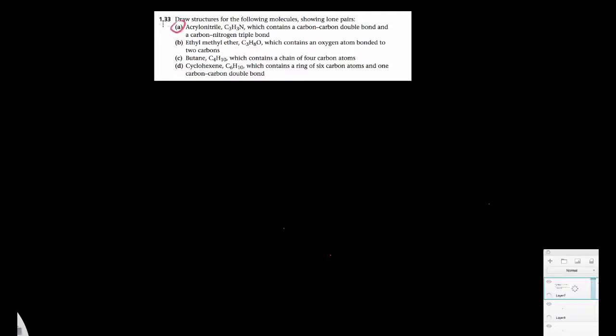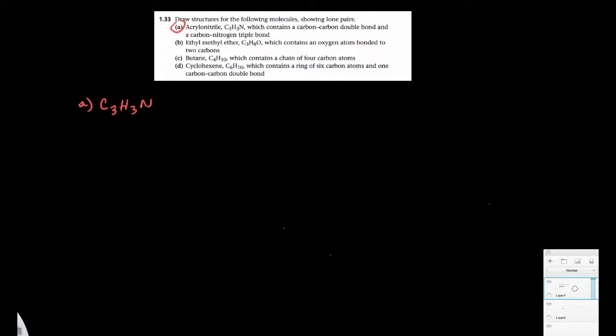Okay, problem 1.33. Draw structures for the following molecules showing lone pairs. Okay, A, acrylonitrile. All right, so this molecular formula is given here, C3H3N, and we're given another hint here. It says it contains a carbon-carbon double bond and a carbon-nitrogen triple bond.